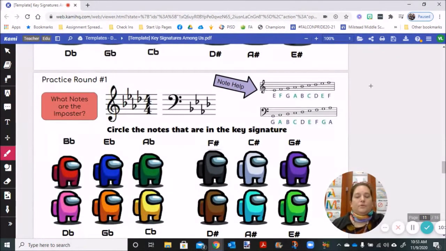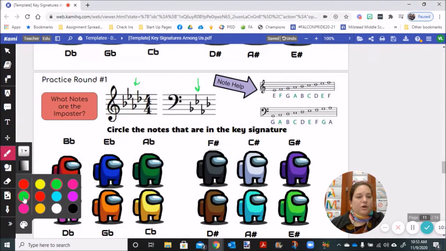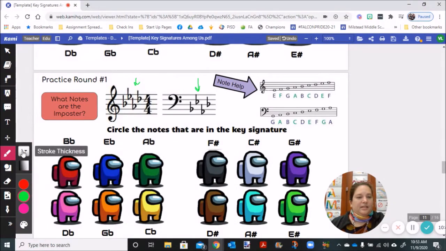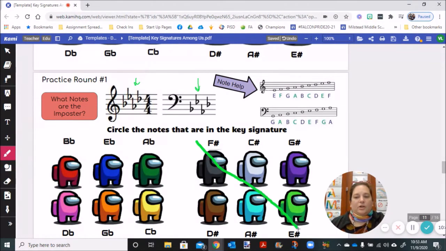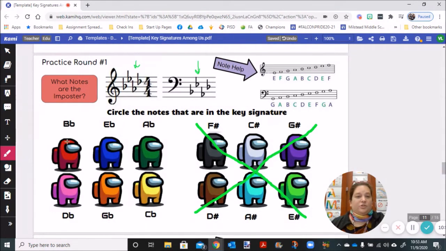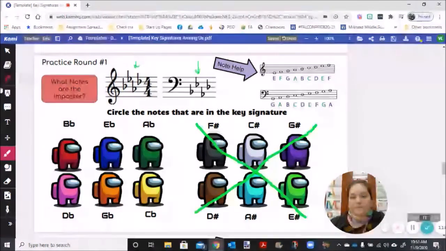Practice round 1. We have a key signature here for treble clef and here for bass clef. It has 4 flats. So right away, we can use our drawing tool, and I'm going to stick with green because I like it. We can cross out all the sharp dudes and dudettes. There are no sharps in our key signature, so there are not going to be any sharp imposters. Now, that leaves all of these dudes and dudettes on the left. All of the flat imposters are a possibility.